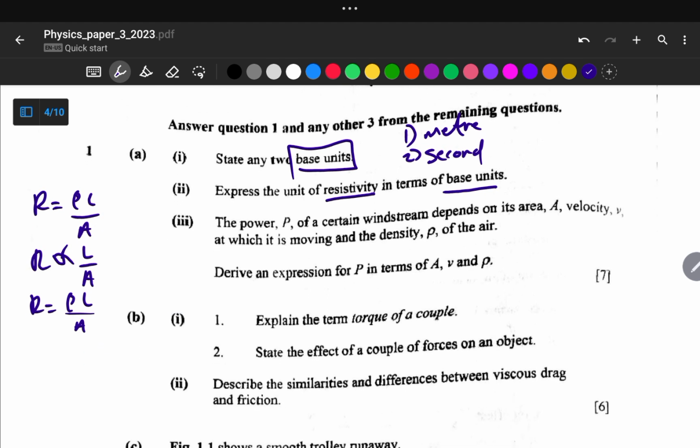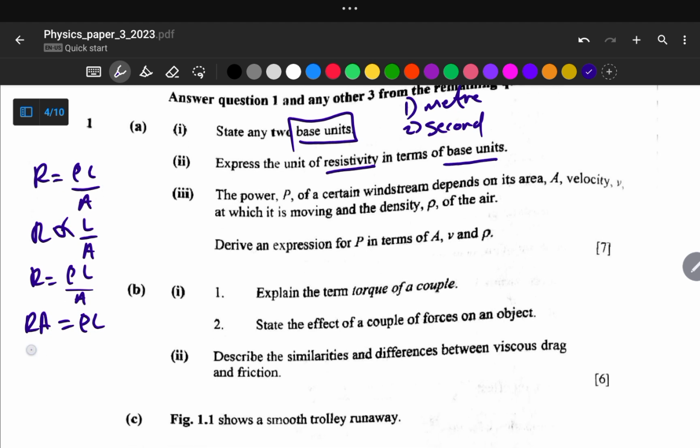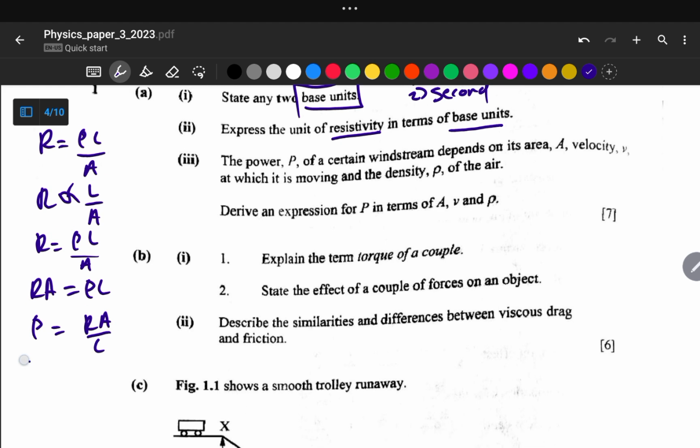So for us to calculate the base units of resistivity, the first thing is to make resistivity the subject of the formula from this equation. So we can multiply both sides by A to say RA is equal to rho L, and then divide both sides by L. Therefore, rho is equal to RA over L. So the base units of resistivity, or rho, is the base units of R multiplied by the base units of A divided by the base units of L.